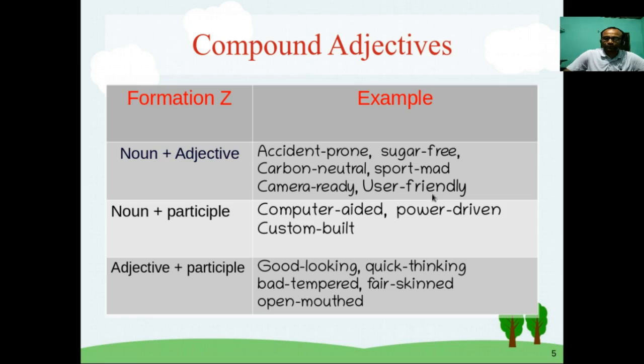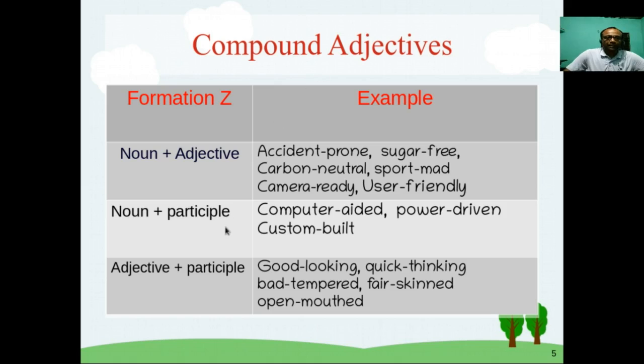If you look at all these examples, you will see that accident is a noun while prone is an adjective, sugar is a noun while free is an adjective, carbon is a noun while neutral is an adjective, sport is a noun, mad is an adjective, camera noun, ready adjective, user noun, friendly adjective. So when we make compound adjectives like this, we need to hyphenate these two words.